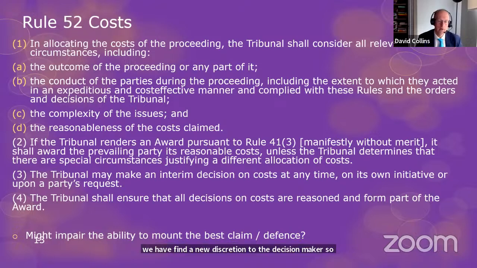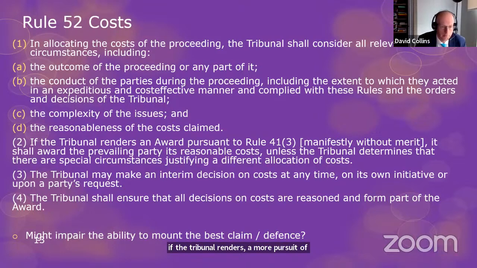So if the tribunal renders an award pursuant to 41.3, this means that the claim is manifestly without merit. It shall award the prevailing party, the winning party, its reasonable costs, unless the tribunal determines that there are special circumstances that justify the cost. If the claim is without merit, you're not going to get your costs. The other side will. Why did you waste their time?